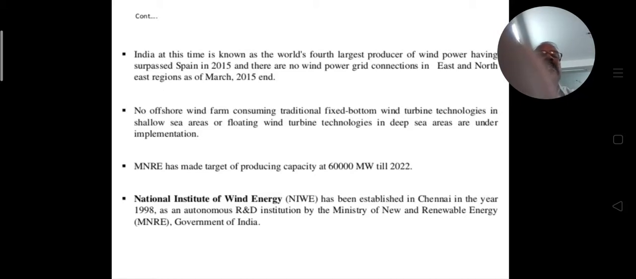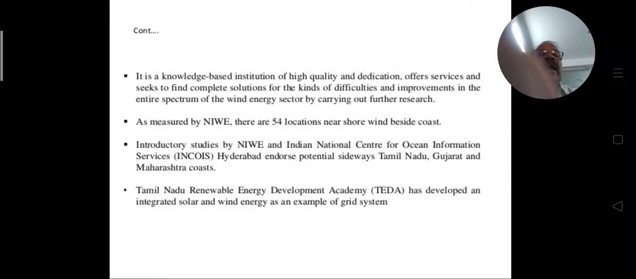So, the National Institute of Wind Energy has been established in Chennai in the year 1998 by the Ministry of New and Renewable Energy and Government of India. And it is a knowledge-based institution.